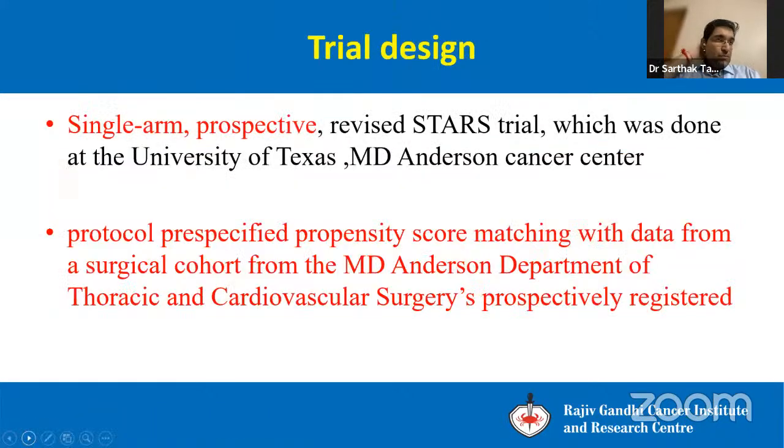It's a single arm prospective protocol, cohort-based study. A pre-specified propensity score matching was done. What is different from other propensity score matching data is that it's a prospectively followed propensity score matching. So therefore, it has a little higher weightage.